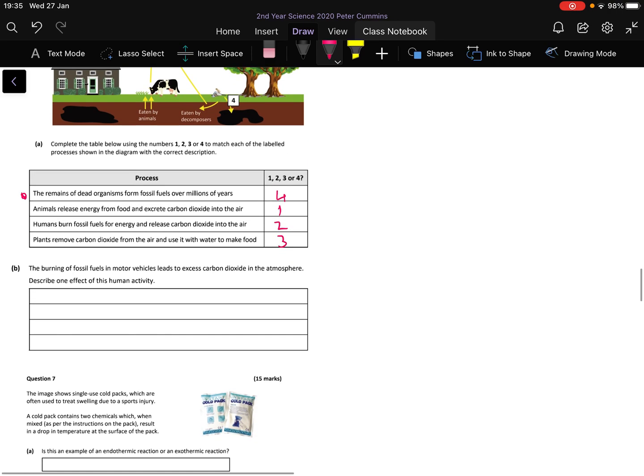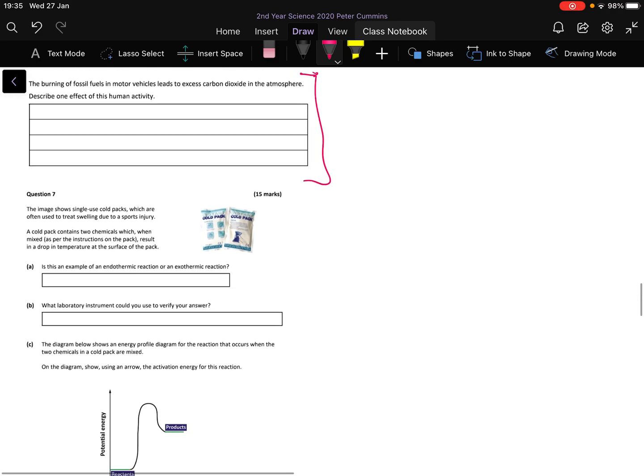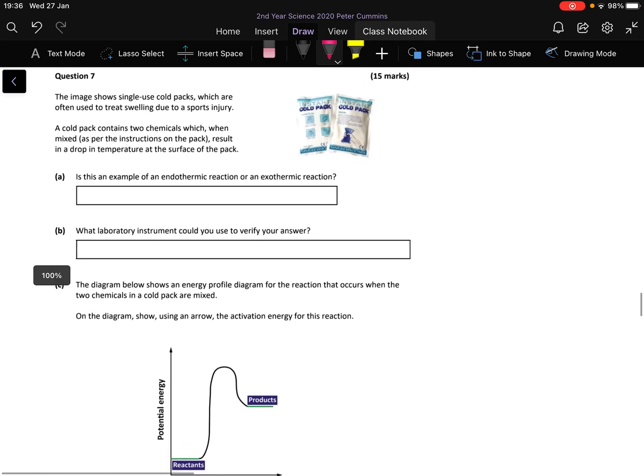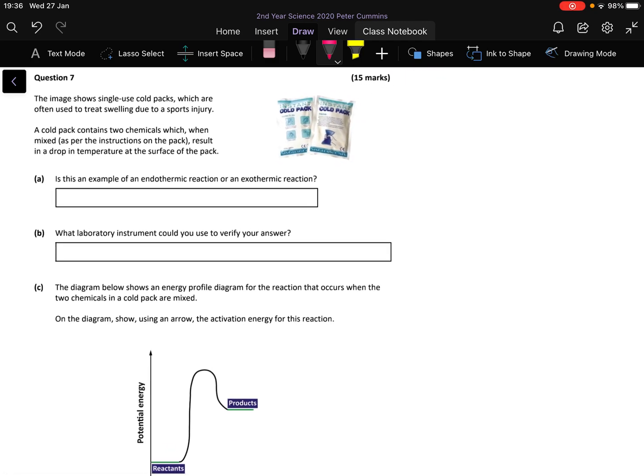Okay. The burning of fossil fuels in the motor leads to excess carbon dioxide in the atmosphere. Same thing, this is more your rising sea levels, exactly the same as we've done before. And then we're on to these kind of questions here now. These are the ones that we were looking at the last day, this endothermic, exothermic job.